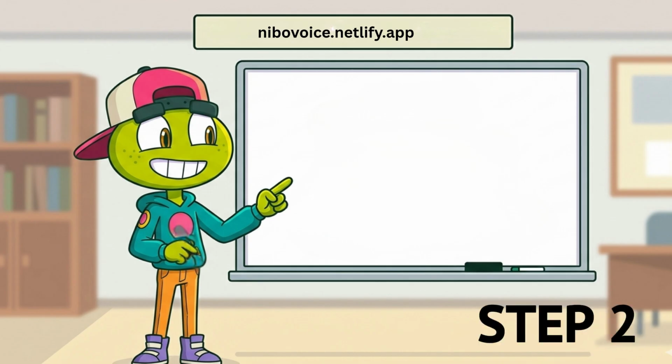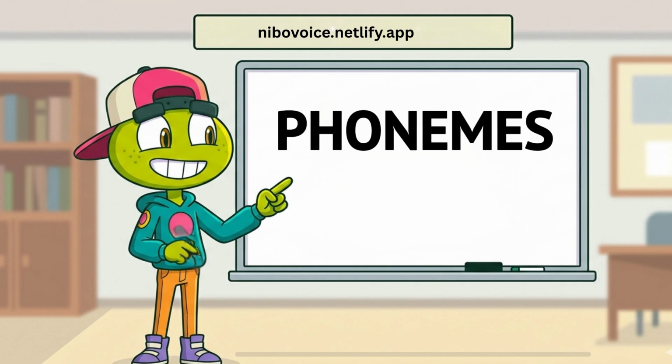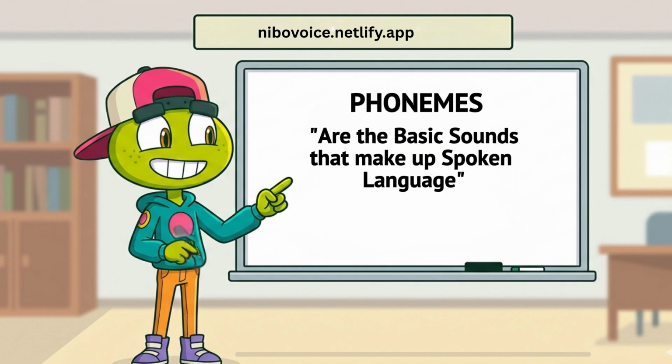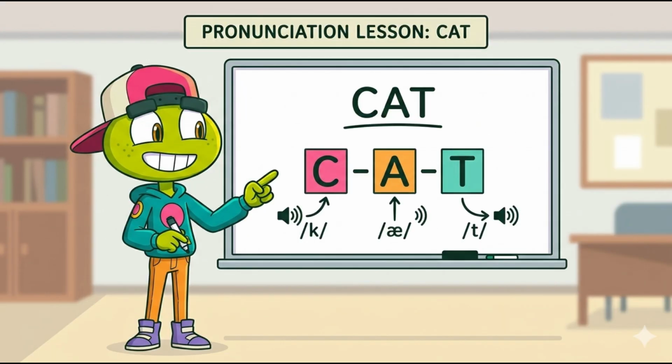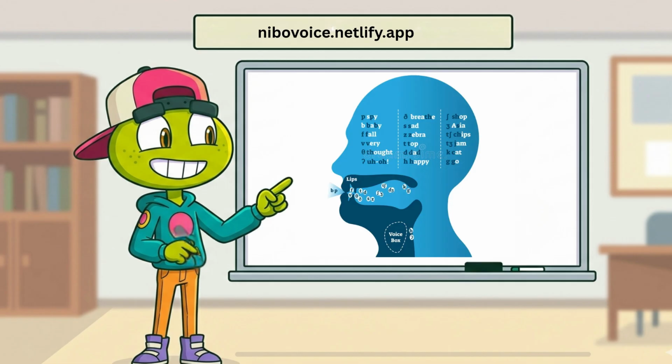Step 2. Converting words into sounds. Next, the system breaks words into smaller sound units called phonemes. Phonemes are the basic sounds that make up spoken language. For example, the word cat can be broken down into k sound, a sound, t sound. The computer uses pronunciation rules and language models to determine how each word should sound. This is important because many words can have unusual pronunciations that don't match their spelling.